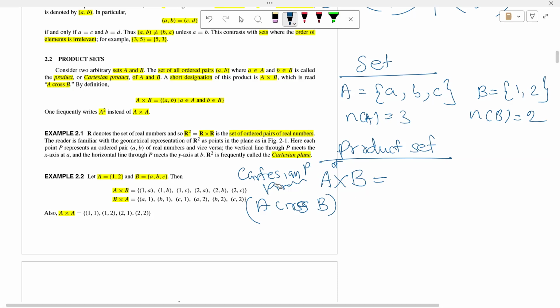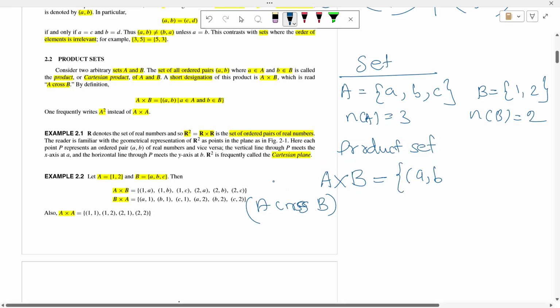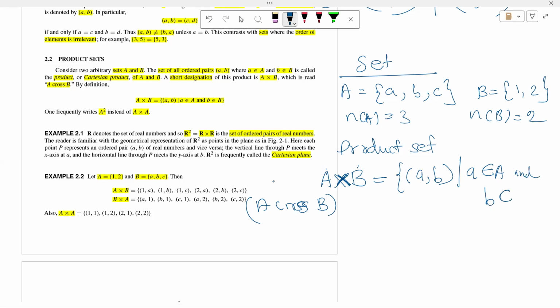So what does A cross B mean? This is an ordered pair. The product set, which we call A cross B, means you take one element from set A, and also take another element from B, and then you create a pair. That pair (a, b) is a pair where a is an element that belongs to set A, and b belongs to set B. This way we are creating A cross B.